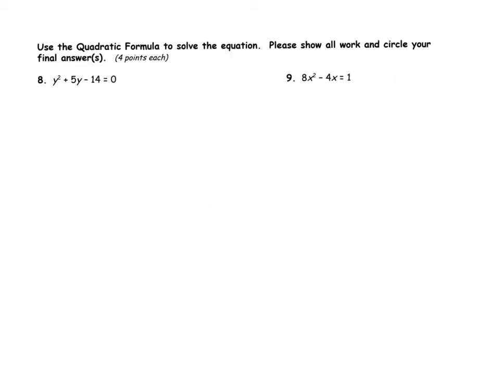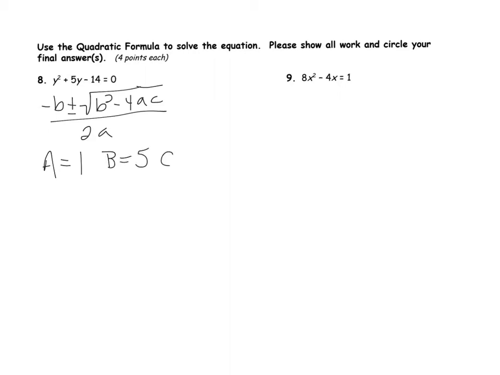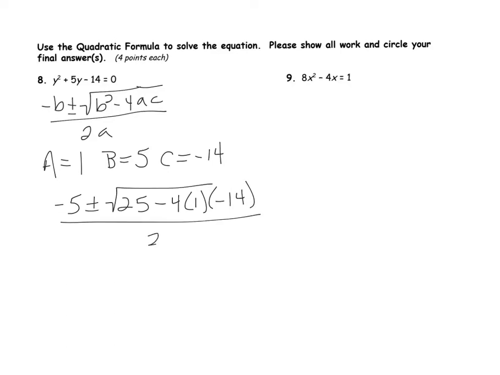8 and 9, we're going to use the quadratic equation, and I'll just write it out here. Negative b plus or minus the square root of b squared minus 4 times a times c, whole thing over 2a. And we can pull out our a is 1, our b is 5, and our c is negative 14. So we're going to have negative b, so that's negative 5, plus or minus the square root of 5 squared is 25, minus 4 times a times c, whole thing over 2a, which in this case is just going to be 2.